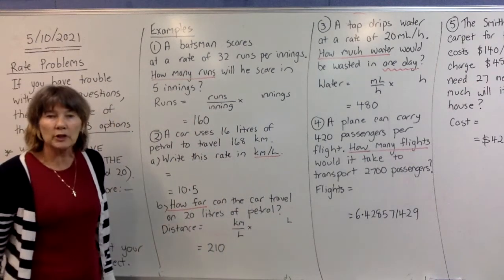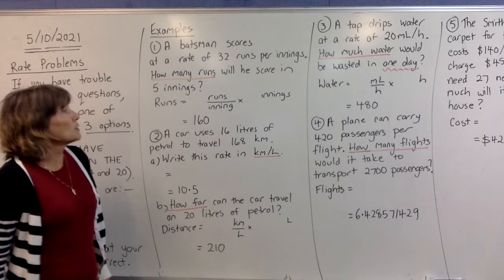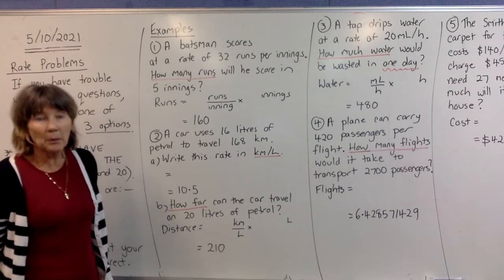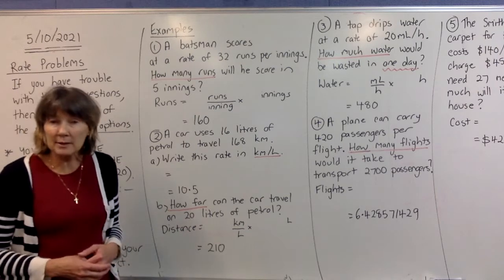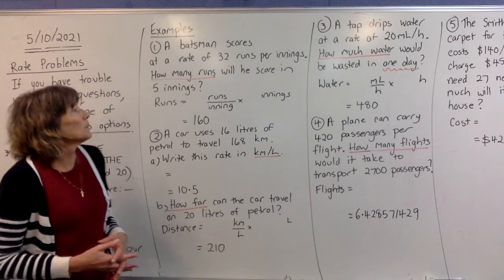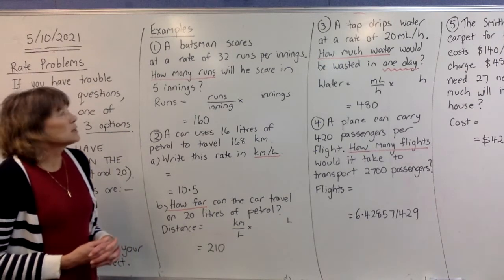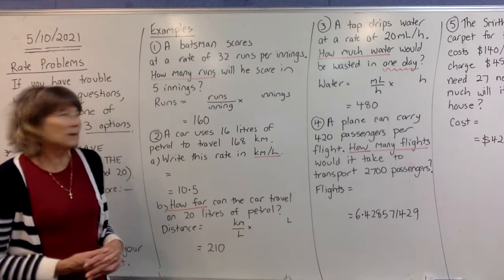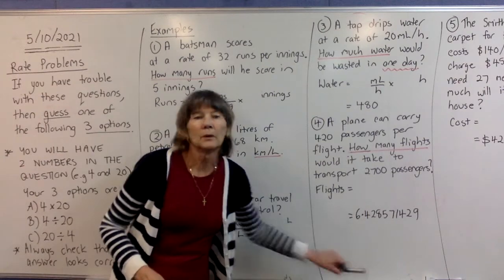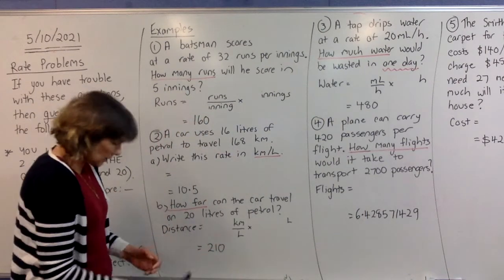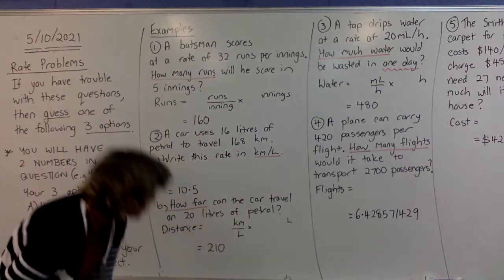In this first question, it says, a batsman scores at a rate of 32 runs per innings. Okay, that means he gets 32 runs for every innings. Now, how many runs will he score in 5 innings? Alright, you don't even really have to understand cricket for this question. Alright, so we're just going to go by the words in the questions and the units that they give you.